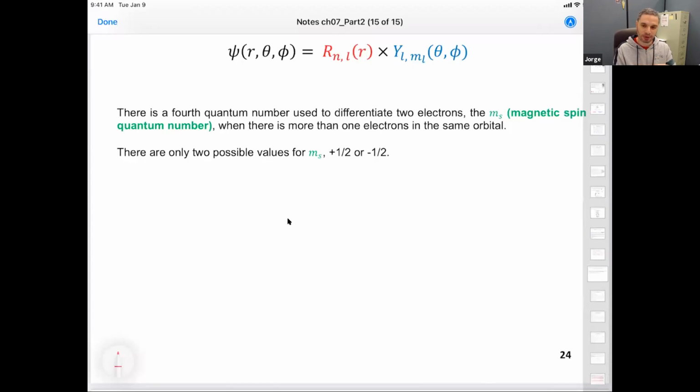There is a misconception about the magnetic spin quantum number. It does not have anything to do with rotation of the electron on its own axis. So that's a wrong concept. MS is basically a mathematical trick used to solve the Schrodinger equation. Okay? There are only two possible values for MS, plus half or minus half, and those are the only two values that will solve the equation.